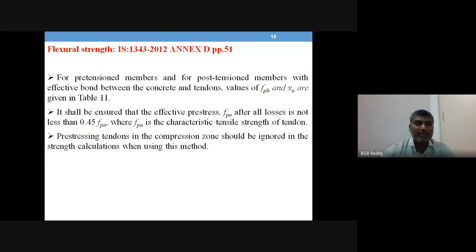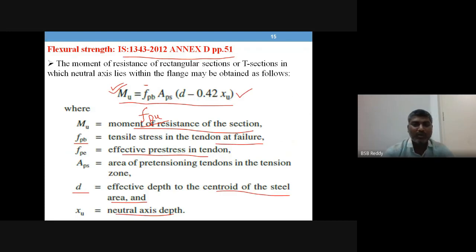Right, for pre-tension members and post-tension members with effective bond between concrete and tendons, values of FPB and XU are required, and those are given in Table 11 of your IS code. So to use this formula, you want the FPB and XU values, because the area of steel will be known to you, since you know the number of tendons and the tendon size.